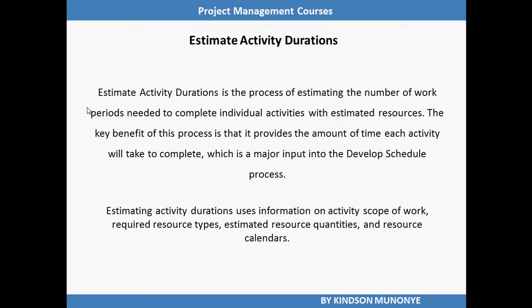Estimating activity durations uses information on activity scope of work, required resource types, estimated resource quantities, and resource calendars. Alright, let's move on. Estimates of activity resources are used to approximate the number of work periods needed to complete the activity using the appropriate project and resource calendars. All data and assumptions that support duration estimating are documented for each estimate of activity duration.